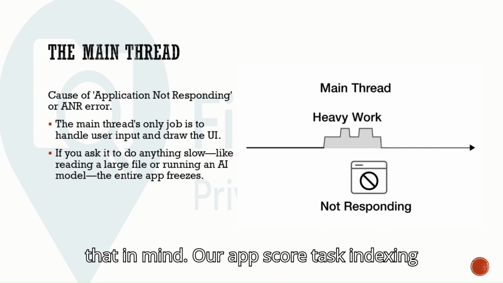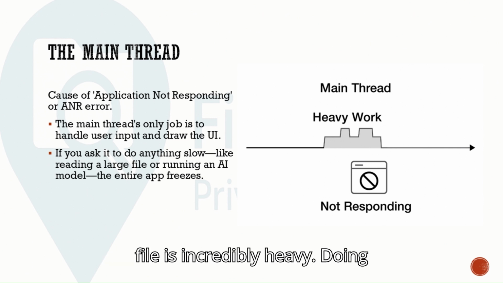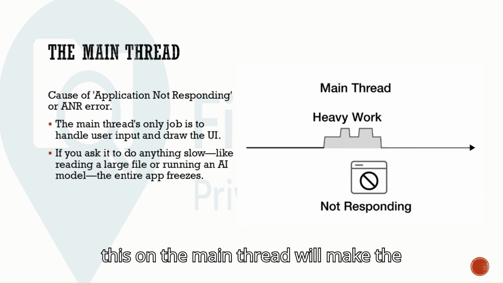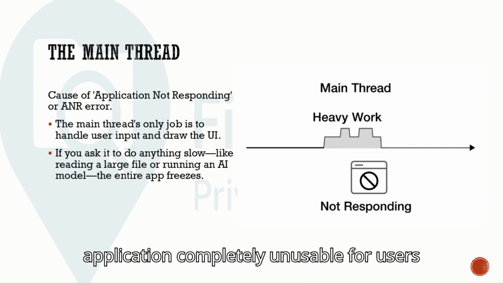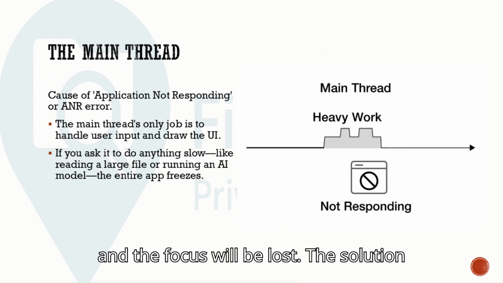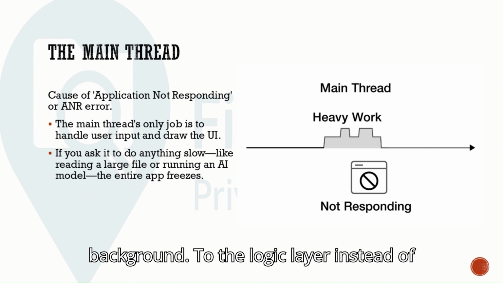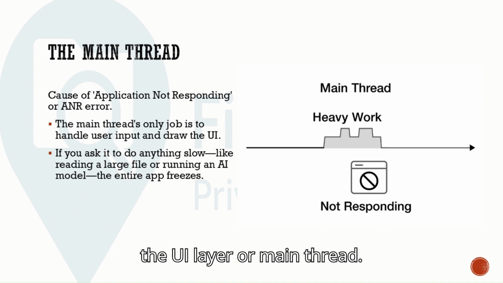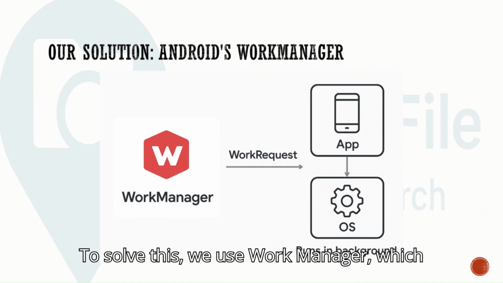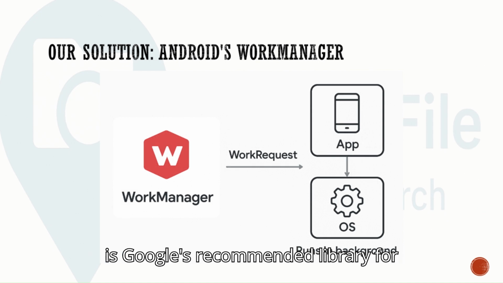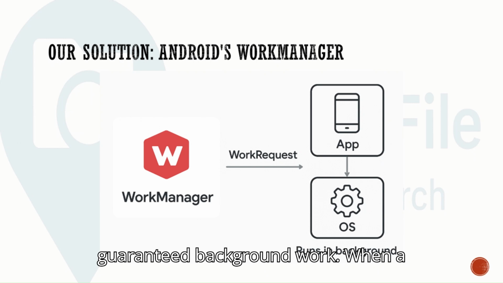Our app's core task, indexing files, is incredibly heavy. Doing this on the main thread will make the application completely unusable for users and the focus will be lost. The solution is to move all of this work into the background, to the logic layer instead of the UI layer or main thread. To solve this, we use WorkManager, which is Google's recommended library for guaranteed background work.